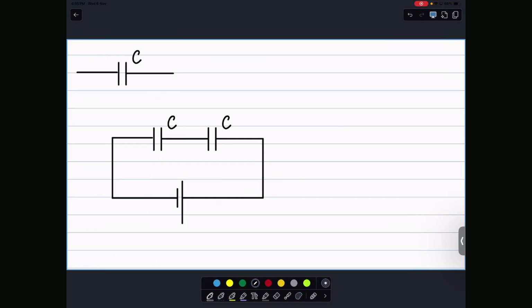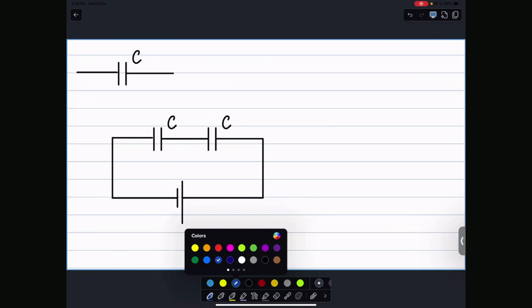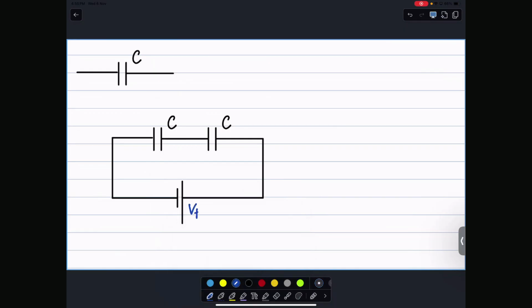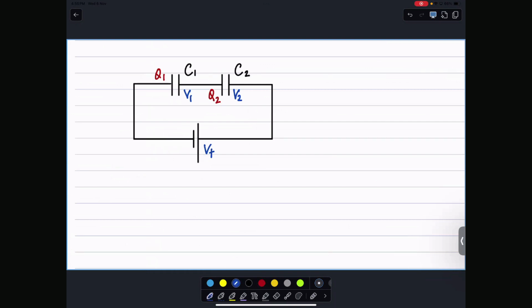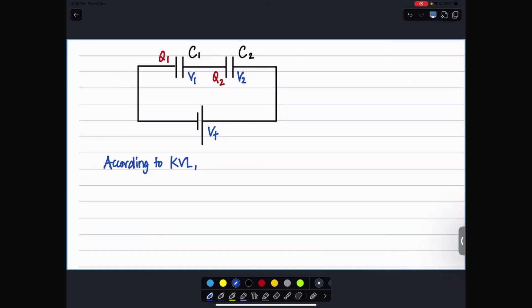Now that we have a capacitor, essentially Kirchhoff's law states the sum of EMF is equal to what? The sum of PD, right? So let's call it voltage total. Let's call it V1, V2. And the capacitors here are C1, C2, and the charge they store is Q1, Q2. Let's try to find a connection between them. So according to Kirchhoff's second law, KVL, Kirchhoff voltage law, can you tell me an equation here? What should the equation be in terms of Kirchhoff voltage law? Right, V total equals V1 plus V2.